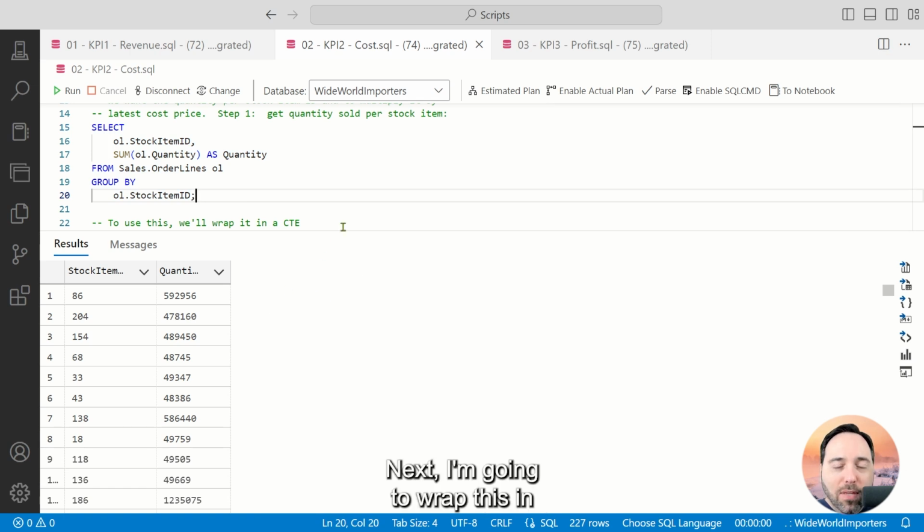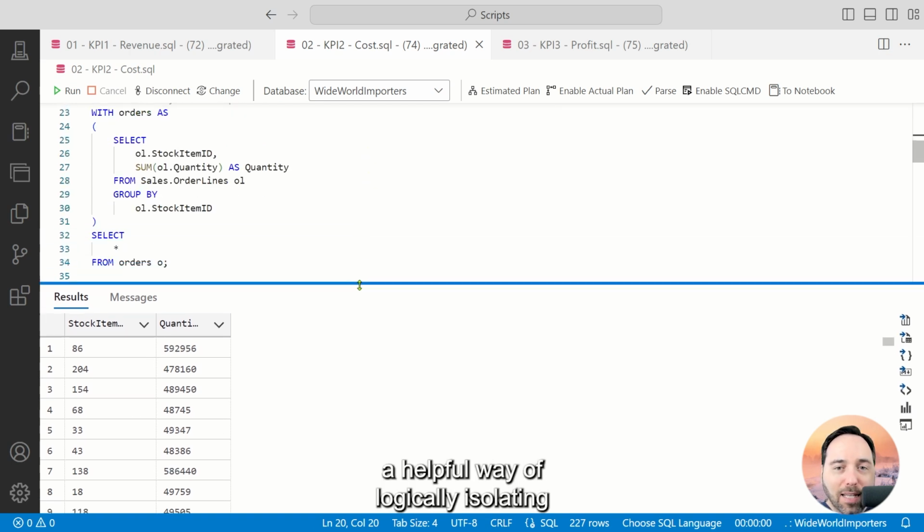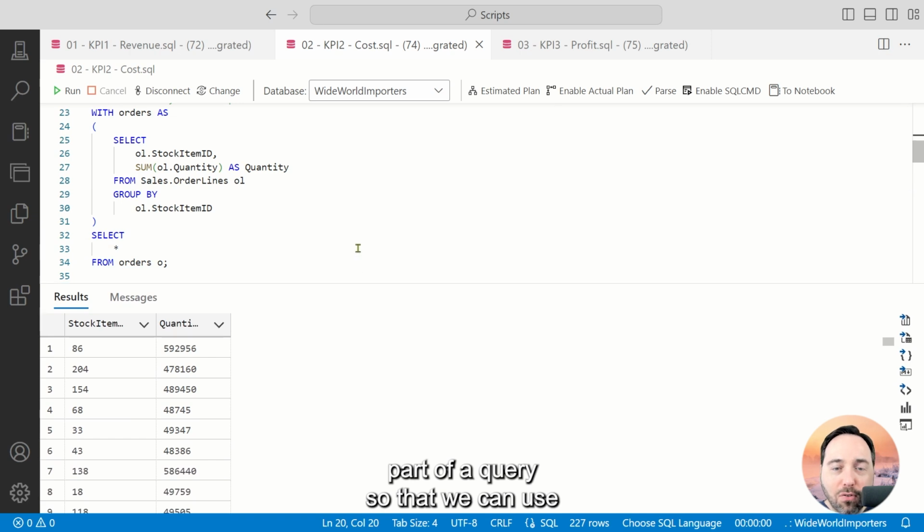Next, I'm going to wrap this in something called a common table expression. Common table expressions are a helpful way of logically isolating part of a query so that we can use the results further down in the query. As an important note, SQL Server does not materialize common table expressions, meaning that the database engine does not run the contents of each common table expression in turn and then store them in some sort of temporary storage location. This fact has some performance ramifications that we are not going to worry about today.